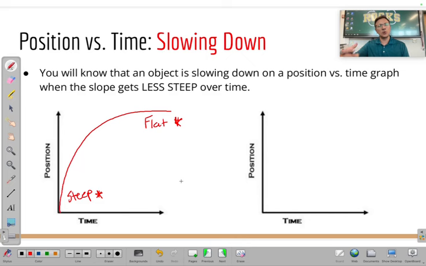We can also show this moving in the negative direction, which means we would start with our line up here and we would want it to be steep, and then it needs to get flat over time, so it would look something like this. Okay, so again, steep at the start on the left side of the graph, and it is flat at the end on the right side of the graph. So this object would be slowing down.